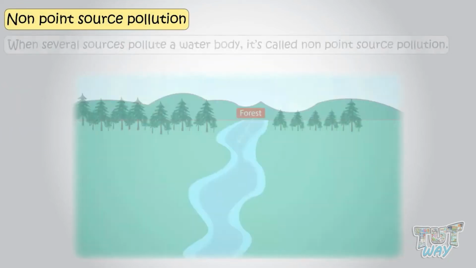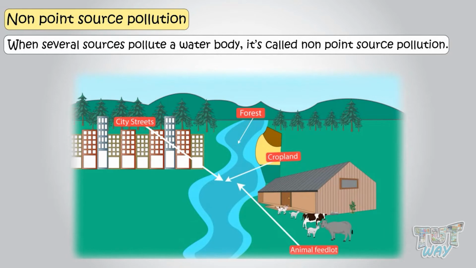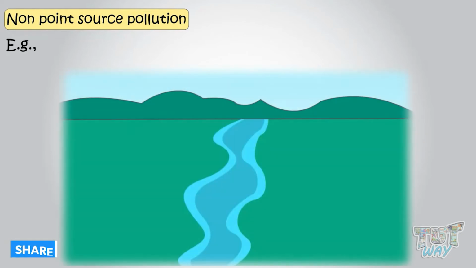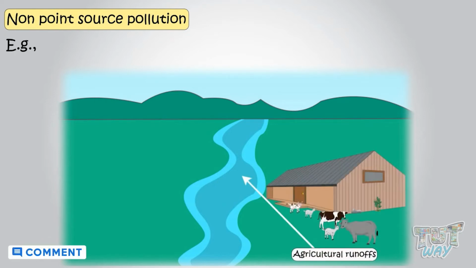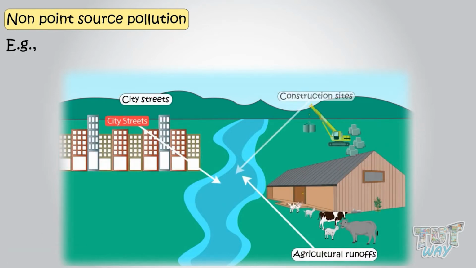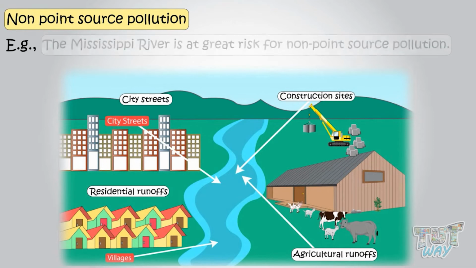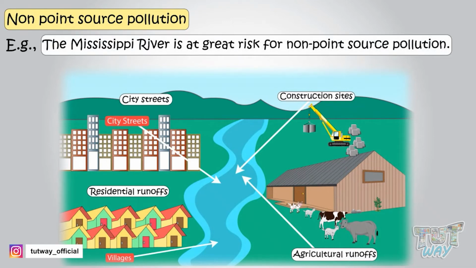When not one, but several sources of pollution are there that are contributing in polluting a water body, it's called non-point sources of pollution. For example, one body may be contaminated by multiple sources, like agricultural runoff, city street runoff, construction sites, and residential runoffs. Example, the Mississippi River is at great risk for non-point source pollution because it is so large and it is exposed to a variety of pollution sources.